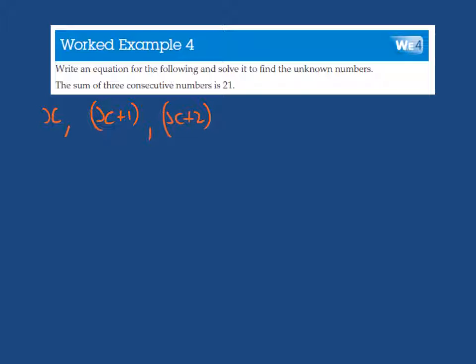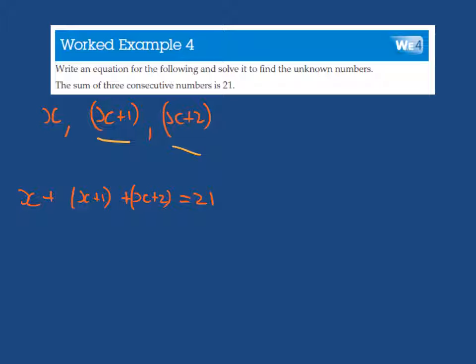If x is, say, 5, the next number must be 6, which is exactly the same as saying x plus 1. The next one must be 7, which is x plus 2. Okay? So it says the sum of these numbers is 21. So if I add them all up, it's going to be 21. So I've got x plus x plus 1 plus x plus 2 is 21.